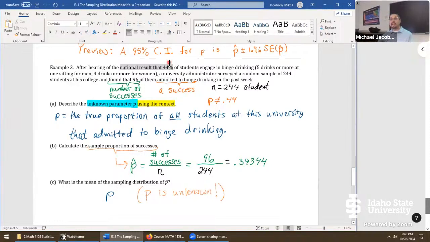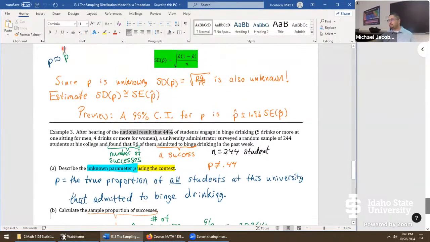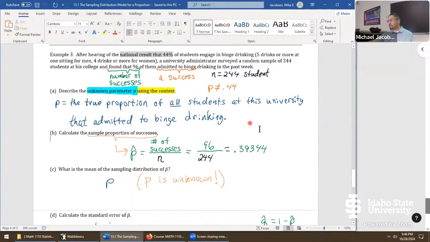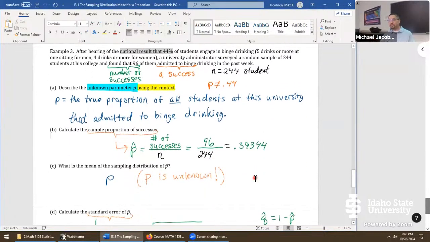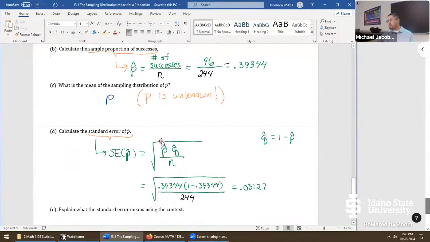Unfortunately, though, that is not necessarily a good indication the university is different from the campus at 44%. Because essentially, this is what we're doing. We're saying p hat is approximately p. That's the p we're referring to, but we need to say how accurate that is using a confidence interval. So still a lot of work to do, but this is the major part of the work. After we get this portion, we're about ready to describe the confidence interval formula.